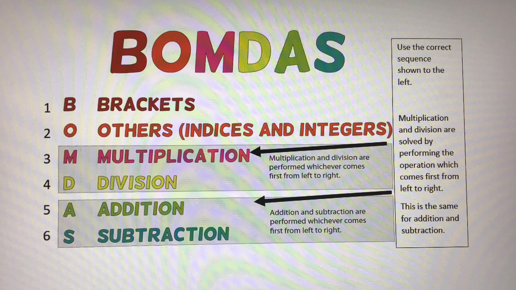The next is multiplication and division. As you can see here, they actually have the same value and are performed whichever comes first from left to right. Next is addition and subtraction. They both also have the same value and are performed whichever comes first from left to right. Our focus for the next 2 lessons will be to solve problems that have multiplication, division, addition, and subtraction using the order of operations. Later in the week, we will follow up on brackets and others.